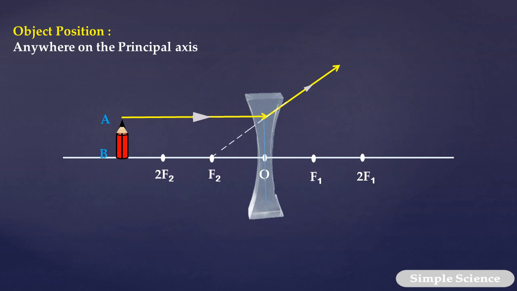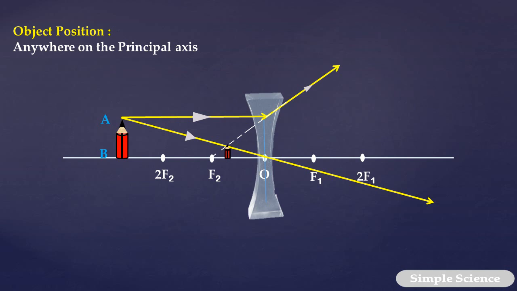Now the second ray says that a ray of light passing through optical center goes undeviated. Now where are these two rays intersecting, meeting? Yes, at this point. Here is the image formed between F2 and O, or between focus and the lens on the same side of the lens. The refracted rays will never meet, they are diverging. They will meet only if they are produced backward. So this is virtual image.